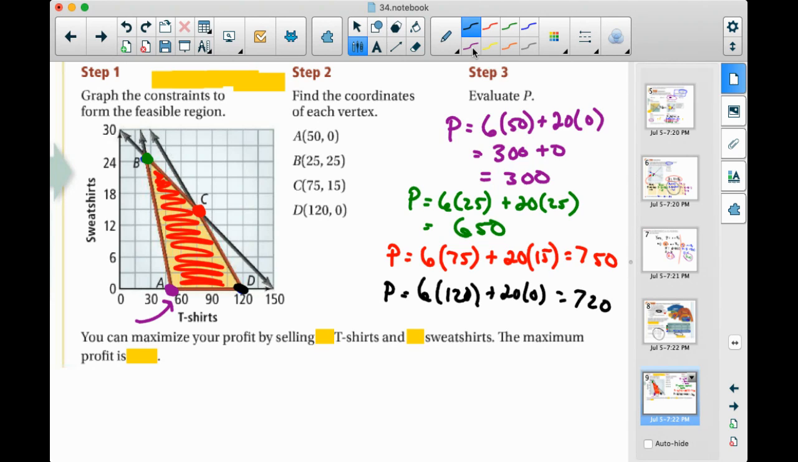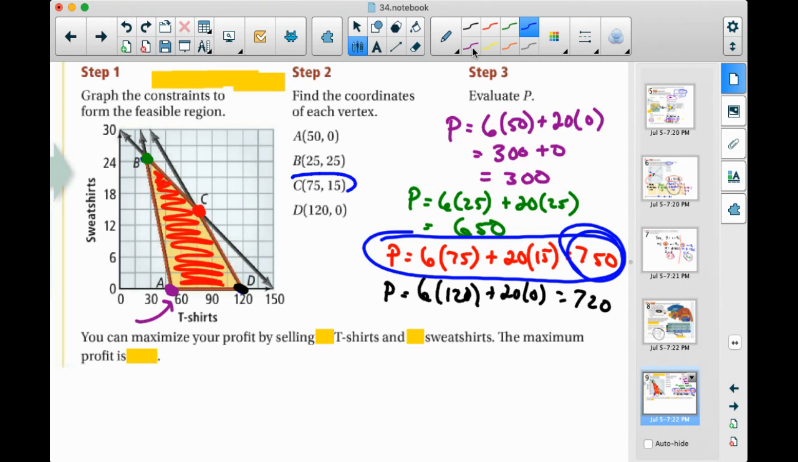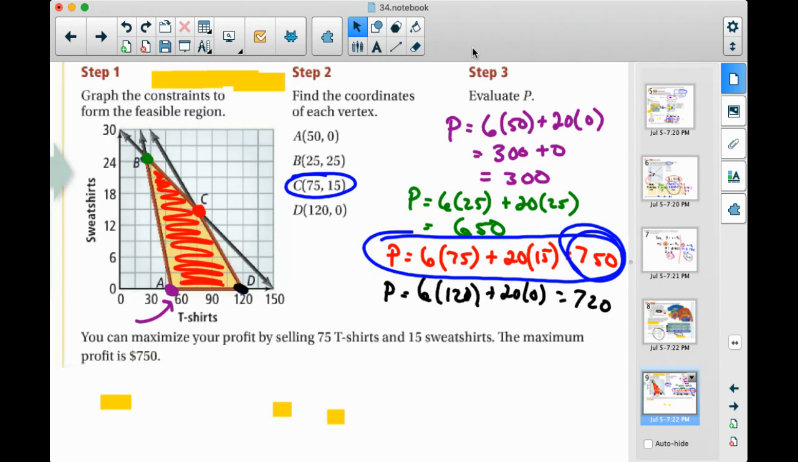Okay, so look at our numbers here. Which one's the biggest? This one in red right here. $750, which is C. So that means 75 represents the number of t-shirts. So you can maximize your profit by selling 75 t-shirts and 15 sweatshirts. The maximum profit then is $750.